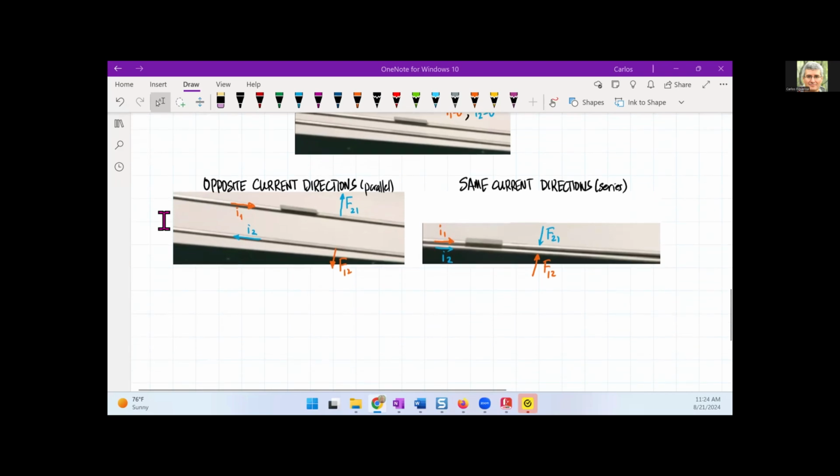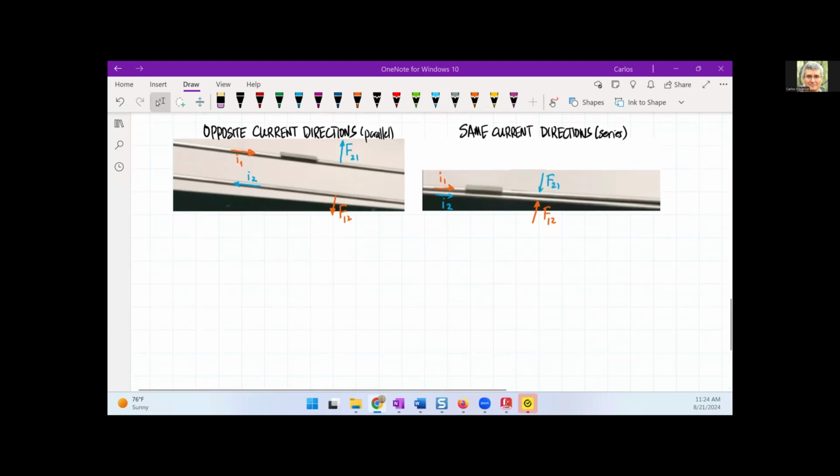So what I'd like to do is highlight what this video was saying, and I want to grab an image. Again, what we just looked at is a YouTube video, and this is called forces on a current carrying wire.